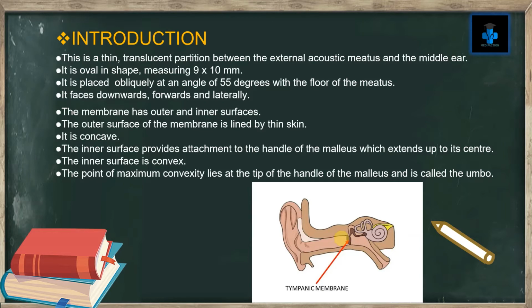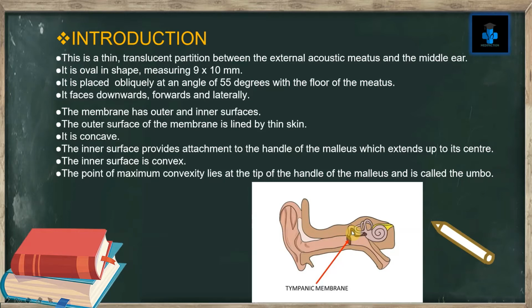The membrane has outer and inner surface. The outer surface of the membrane is lined by thin skin. It is concave in nature. The inner surface provides attachment to the handle of the malleus, which extends up to its center. This right here is the malleus.